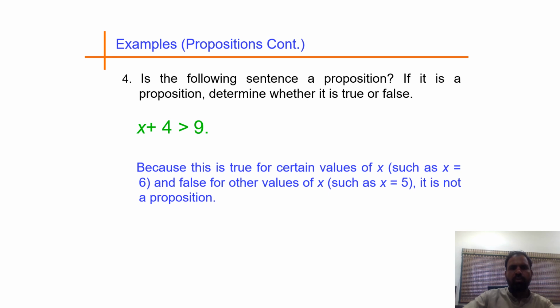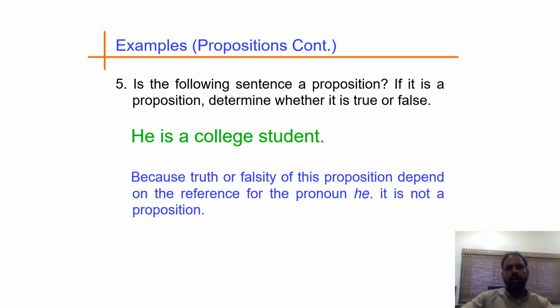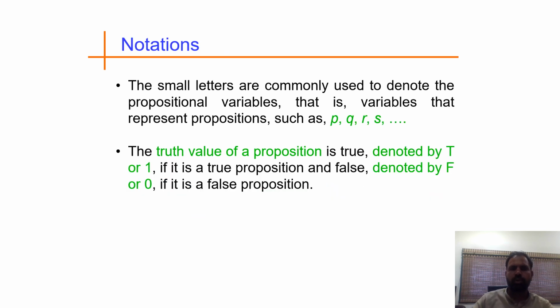Another one: x plus 4 greater than 9. It's true for certain values of x. If we put x equal to 6, then it's true. Otherwise, if we put other values, for example x equal to 5, 3, 4, 1, 0, or negative, then it's not true. So it's not a proposition. Another example: he is a college student. Because the truth or falsity of this depends on the reference for the pronoun he, it's also not a proposition.